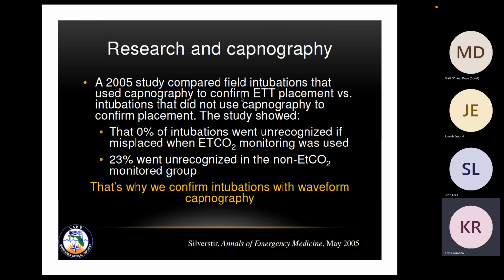So, research in capnography. In 2005, a study compared field intubations that used capnography to confirm tube placement versus intubations that did not use capnography to confirm placement. The study showed that 0% of the intubations went unrecognized if misplaced when end tidal CO2 monitoring was used. 23% went unrecognized in the non-end-tidal monitored group. That's why we confirm intubations with waveform capnography. This is why. 23% went unrecognized in the non-end-tidal monitored group. That's a lot of missed tubes that we shouldn't be missing.